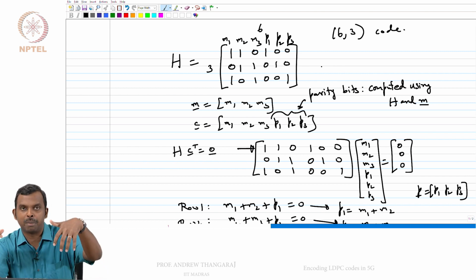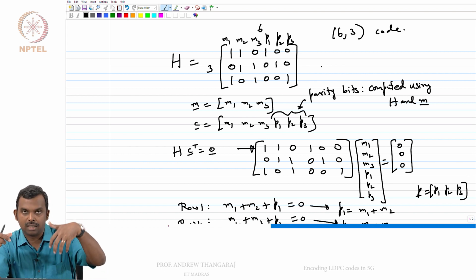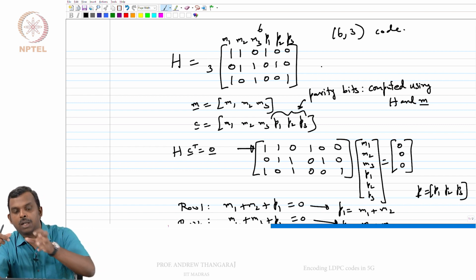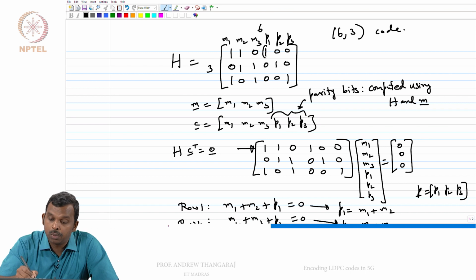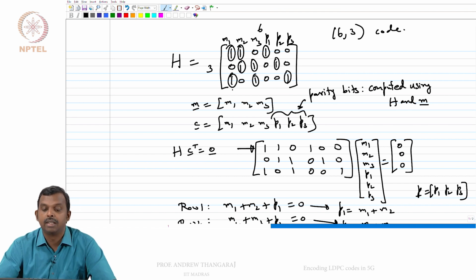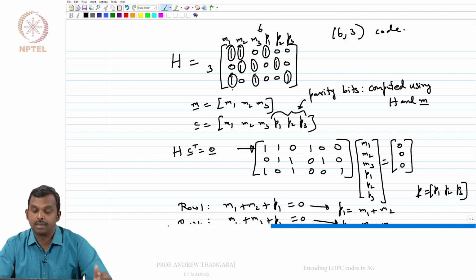So you imagine putting the messages on the systematic part of the code word and then computing the parities using the parity check matrix. So, you see here the first thing gives you P1 as M1 plus M2, okay. So, P2 is M3 plus M2, okay. P3 is M3 plus M1, okay. So, that directly gives you that. This is just the basics of encoding.